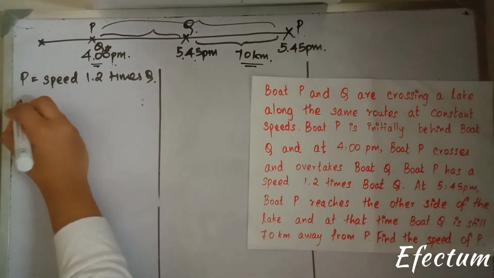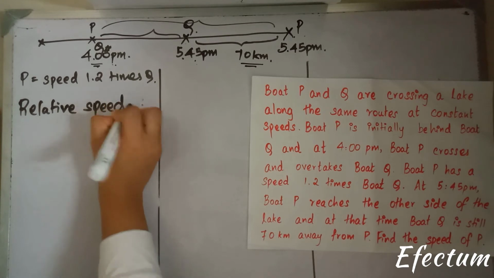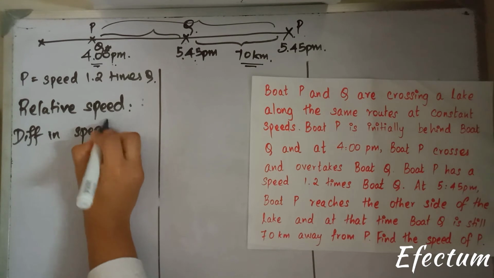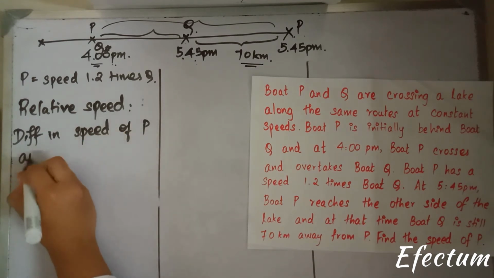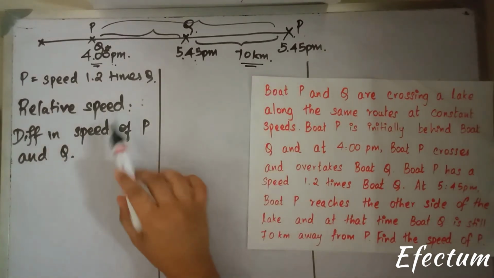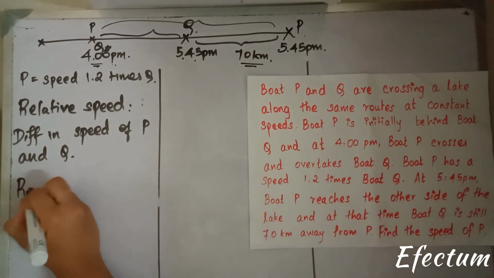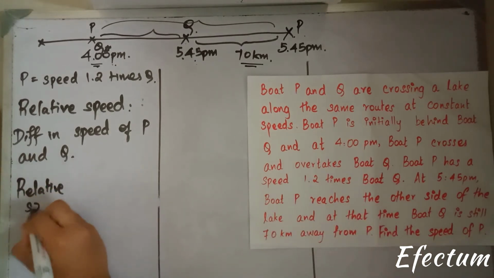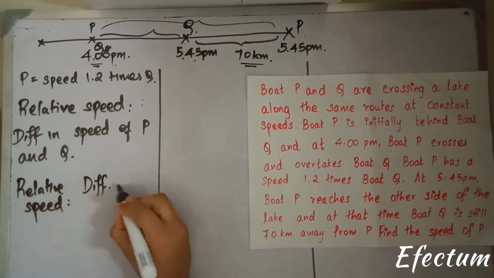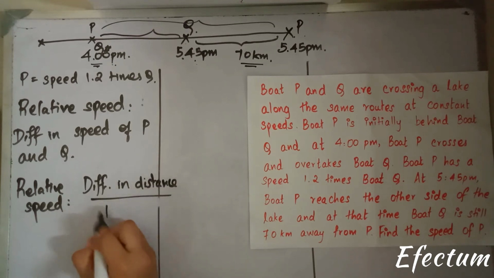What is relative speed? Relative speed is the difference in speed of P and Q. The difference in speed between P and Q is called relative speed. So the relative speed formula can be written as difference in distance by time.